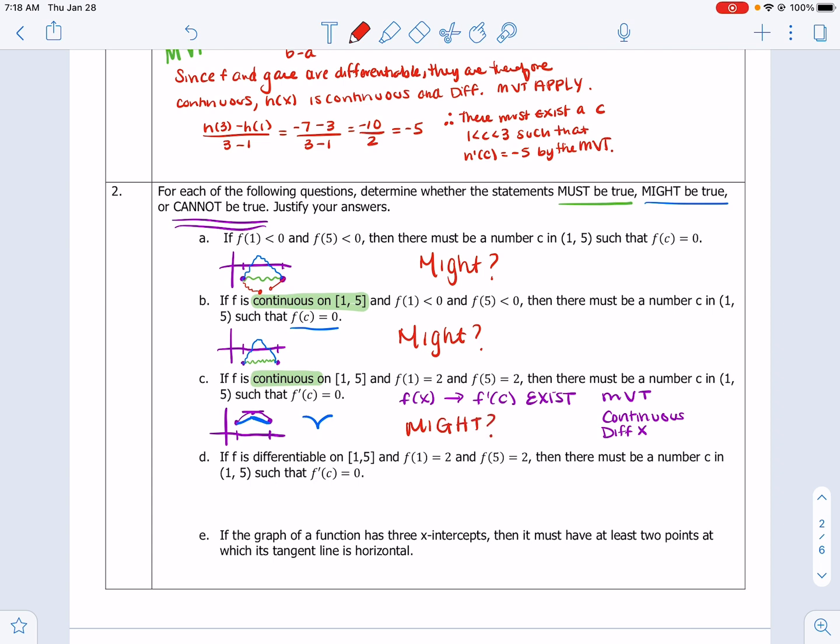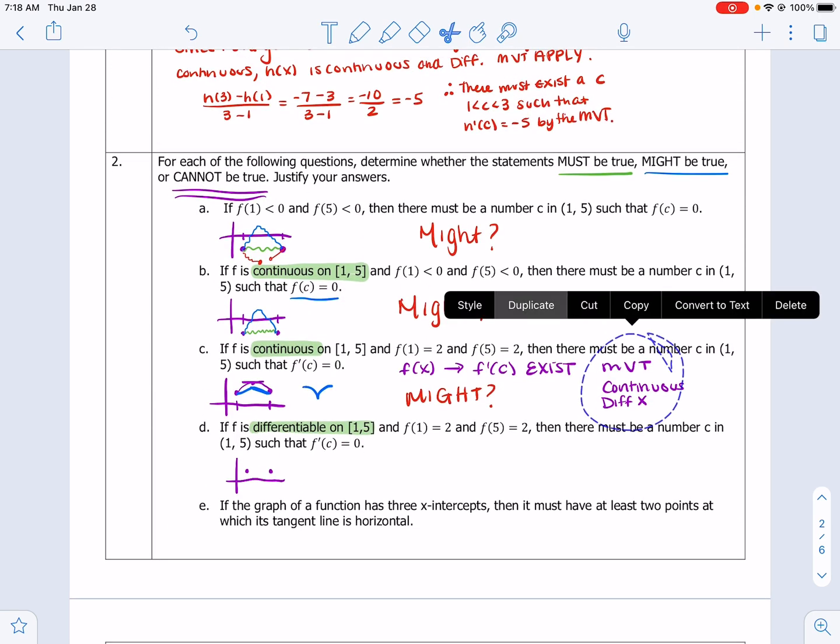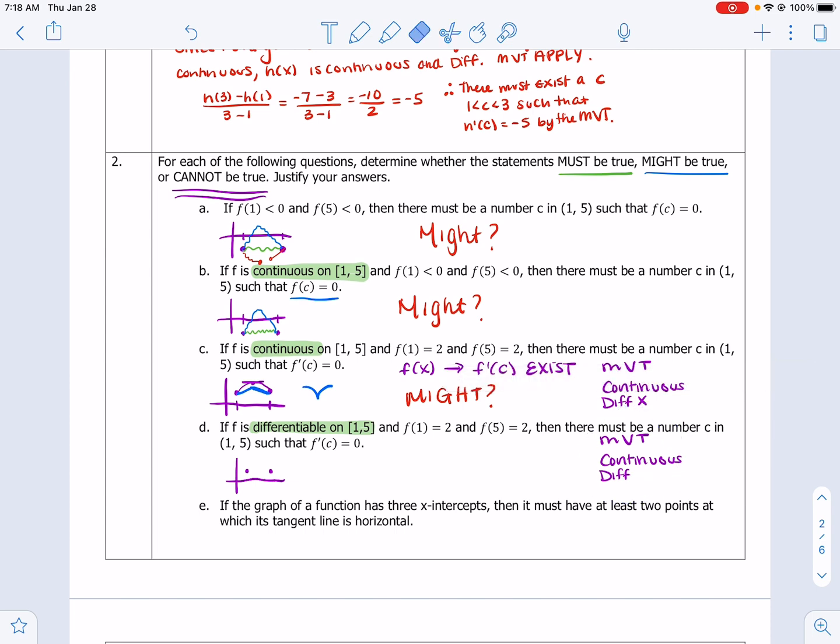Take a look here though. Okay, take a look at the next one. The next one says if f is differentiable on the closed interval. Ooh. And now they're telling us f of 1 is 2, right? F of 1 is 2 and f of 5 is 2. There must be a number c such that f prime of c is equal to 0. Now guys, remember, again, if they give me a function, they're asking me about the derivative, I'm thinking MVT. Okay, but now they told you that the function is differentiable, which means that it has to be continuous, which means that my MVT now applies. So this statement just went from a maybe to a must. This must be true. Because it's differentiable, I can't have that corner or that cusp.